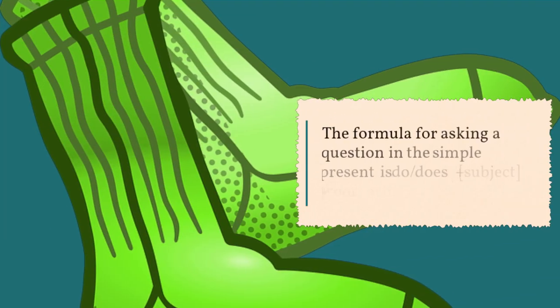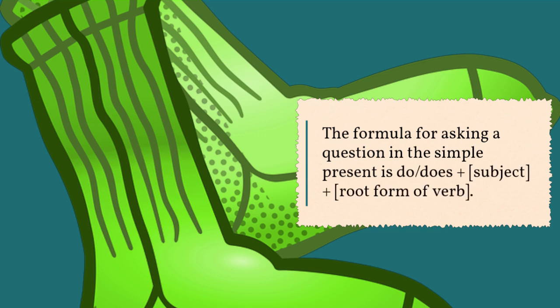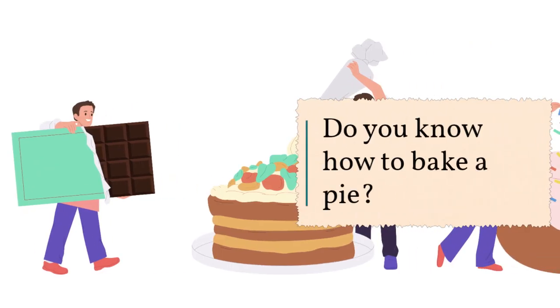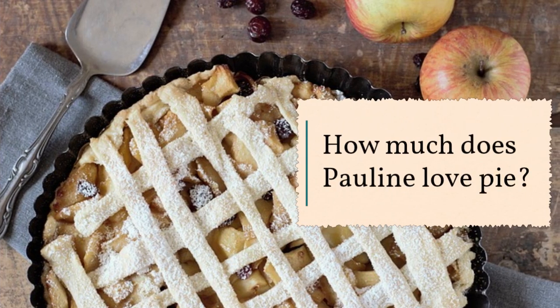The formula for asking a question in the simple present is do, does plus subject plus root form of verb. Do you know how to bake a pie? How much does Pauline love pie?